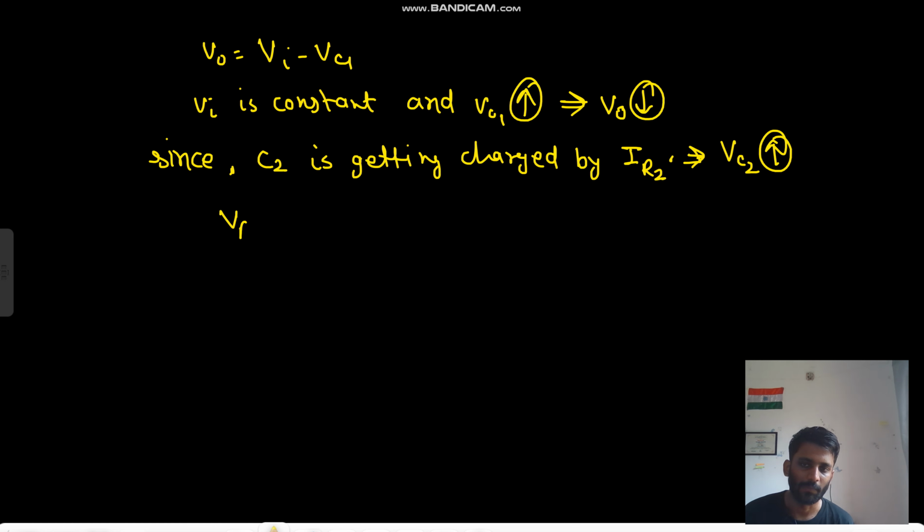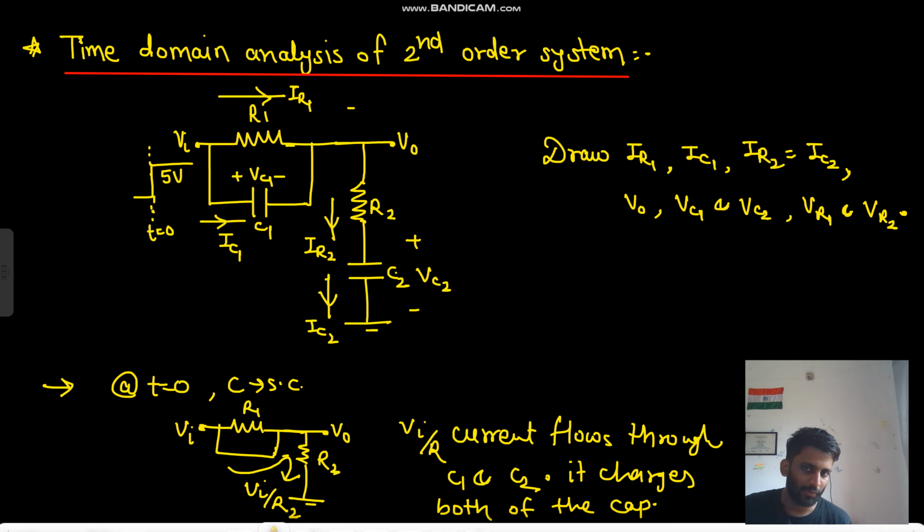Now what is VR2? VR2 is V0 minus Vc2, right? Because of this IR2, this C2 is getting charged, so Vc2 is increasing. So this is increasing and V0 is decreasing. So your VR2 will go down. V0 is decreasing and Vc2 is increasing. So your VR2 will go down.